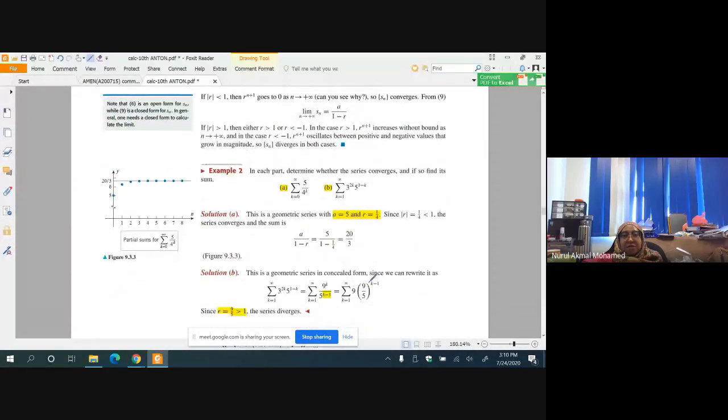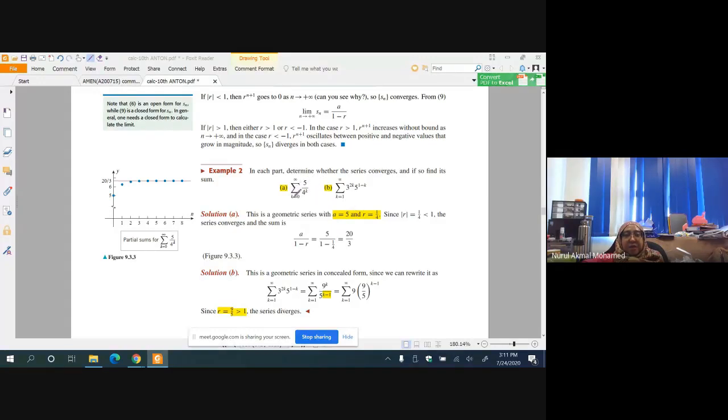Okay, let's look at example 2. In each part, determine whether the series converges, and if so, find its sum. So, the summation of 5 divided by 4 to the power of k. For the solution in a, you have k equal to 0. For k equal to 0, the a will be 5, because 4 to the power of 0 will give you 1. So it means that your a will be 5.